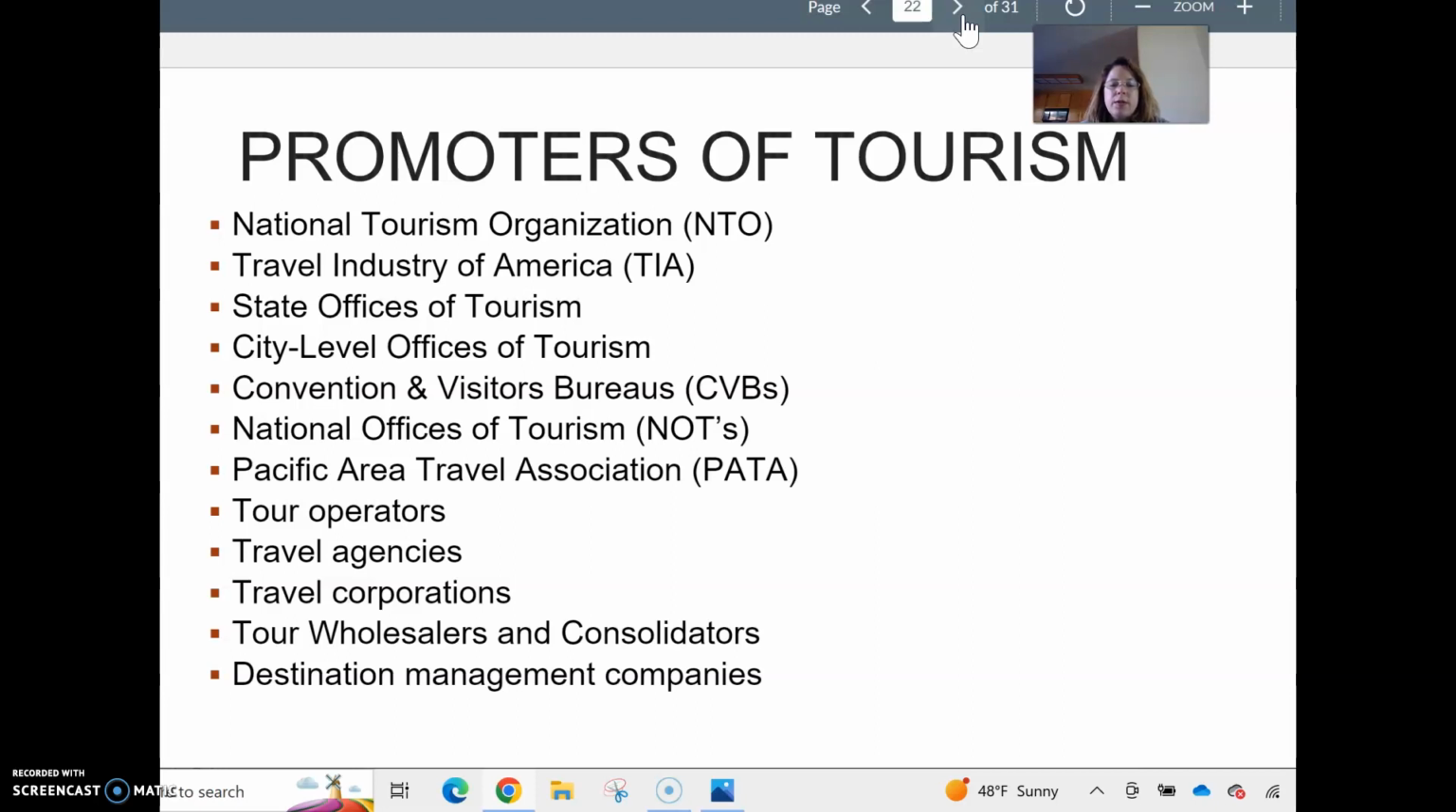National offices of tourism, there's the Pacific Area Travel Association, and then there's individual tour operators, travel agencies, travel corporations, tour wholesalers and consolidators, and then destination management companies. These all play a role in trying to entice people to come and visit the particular area. And so if you're thinking about different job opportunities, this might be a place to explore for you if you're interested in that side of the business.